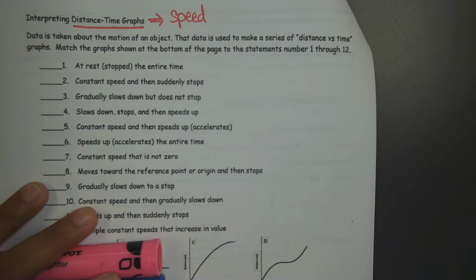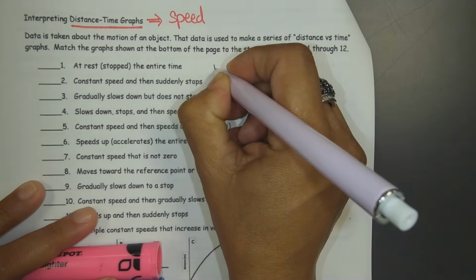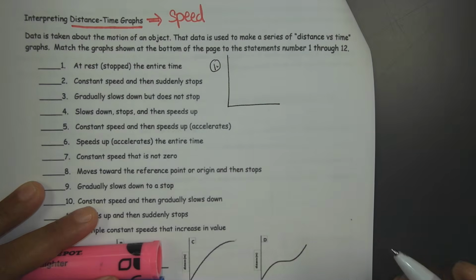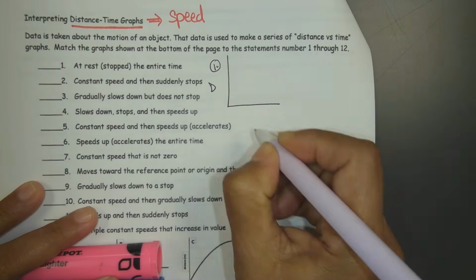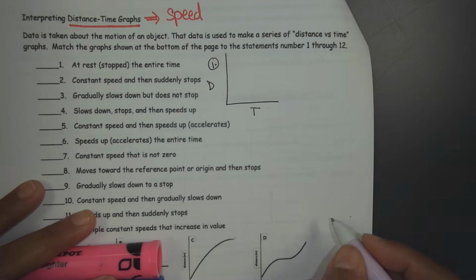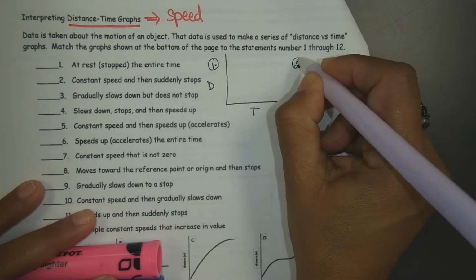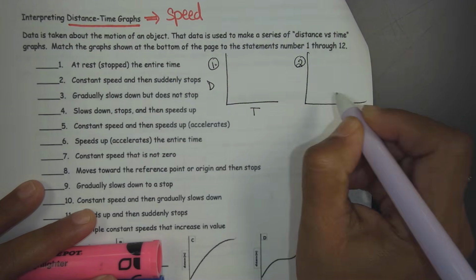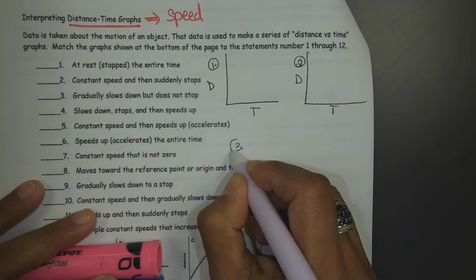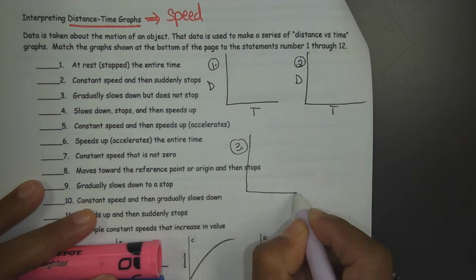Now, when it comes to DT graphs, they can do 4 different things. Here's my X and Y. This is my distance and my time. Distance is on the Y-axis. Graph 2, distance and time. Graph 3, distance and time.